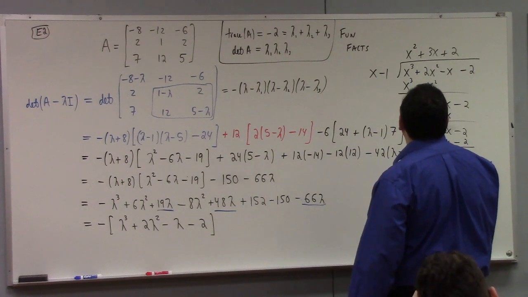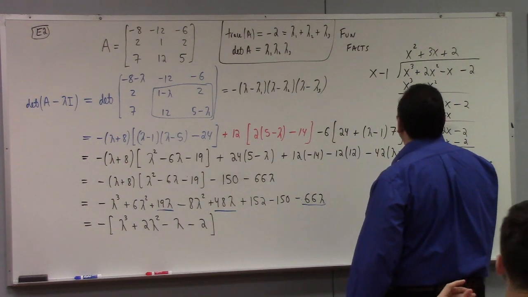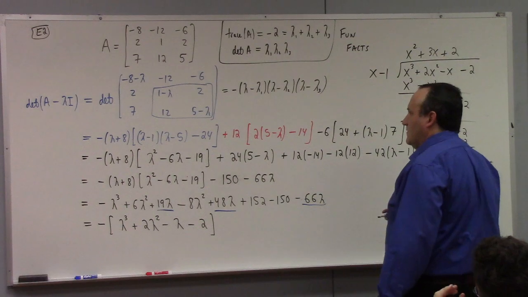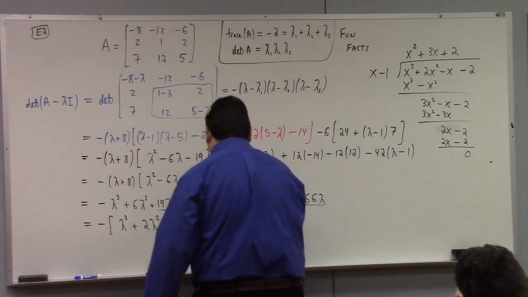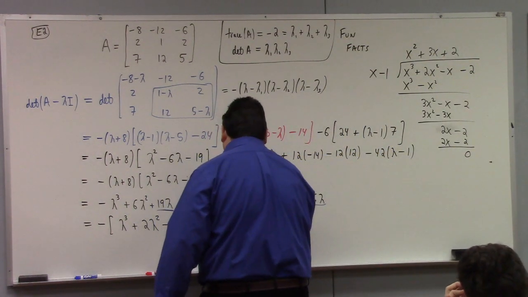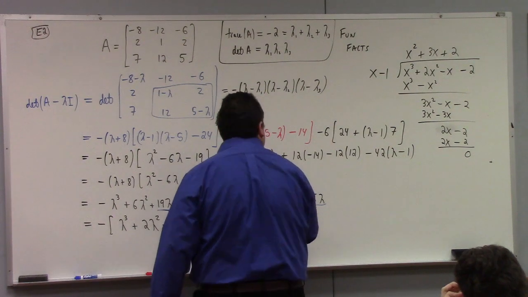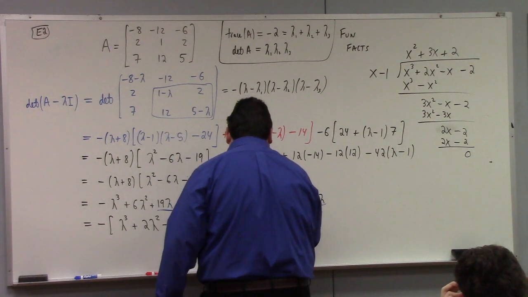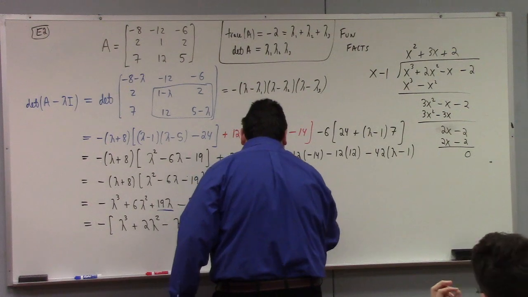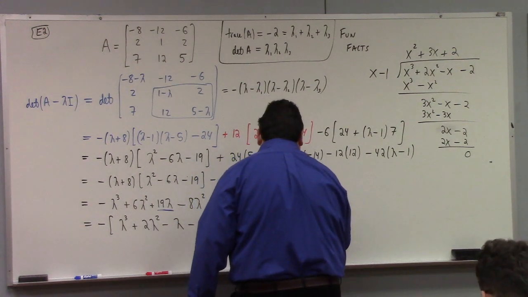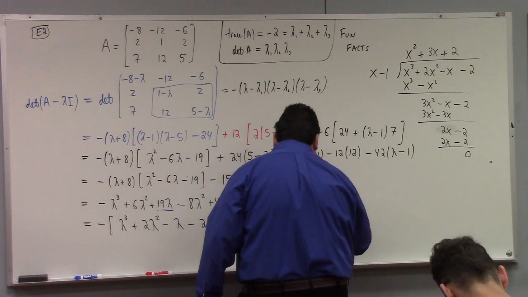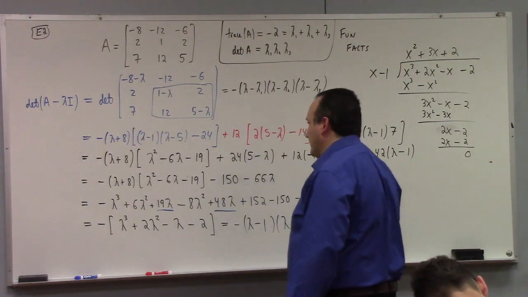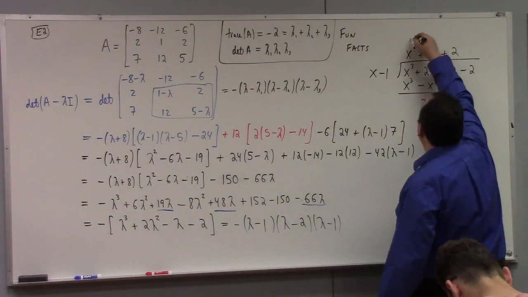Dudes, seriously? Not cool. Oh my goodness, I am so annoyed. All right, so that's apparently lambda minus 1 times lambda minus 2 times lambda minus 1. Great. Wonderful. This factors.